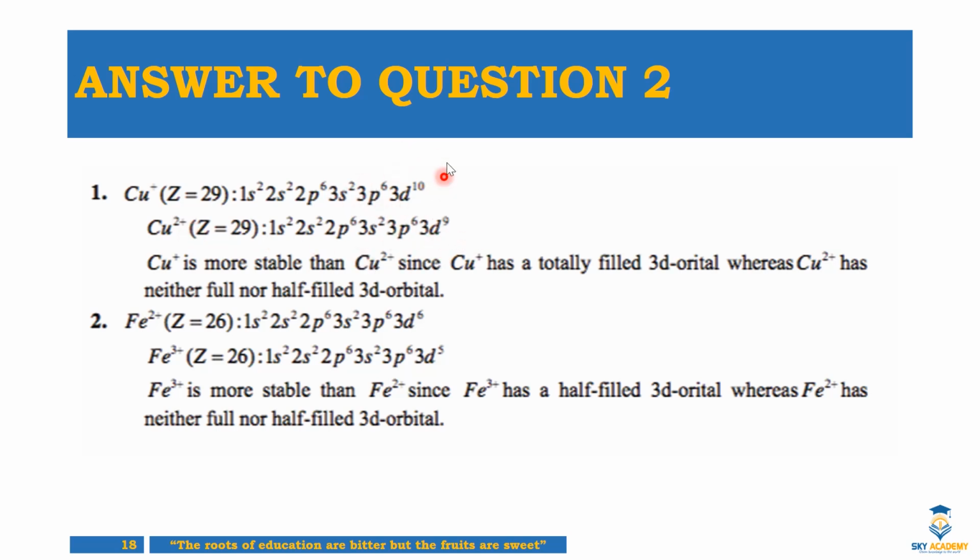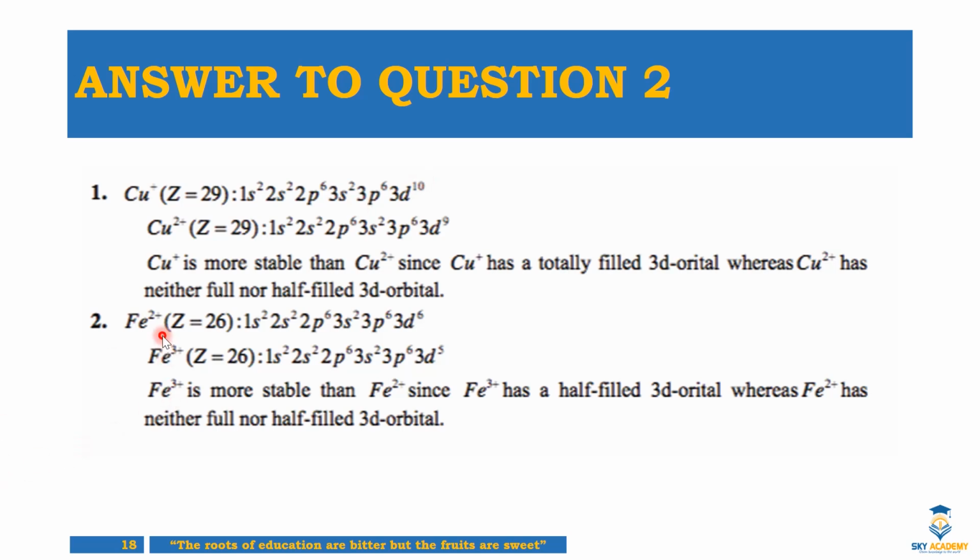Simply you see that Cu plus is the more stable one. Cu plus is more stable than Cu 2 plus, since Cu plus has a totally filled 3d orbital, whereas Cu 2 plus has neither a fully filled nor a half filled 3d orbital. This is fully filled, so it is more stable.